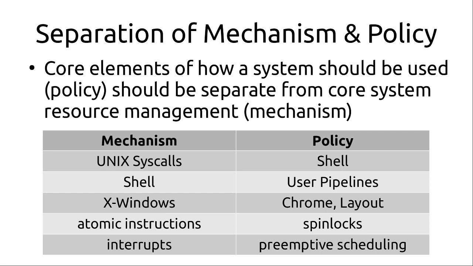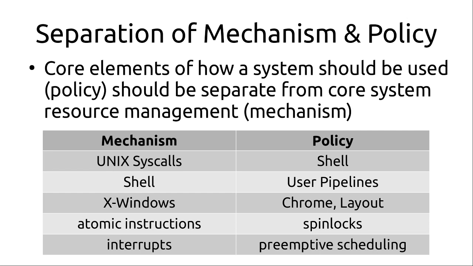So now the shell itself is actually being used as the mechanism to implement the higher level policy, which is the user pipelines. So system calls are orchestrated into a shell, and the shell is orchestrated into user pipelines. So you can see how the mechanism at one point is used to create a policy that then might be used as mechanism for the next higher level of abstraction.